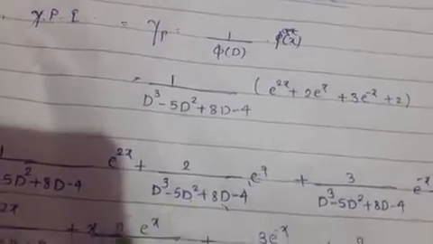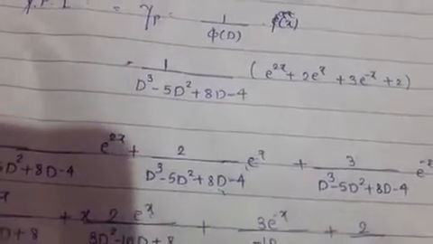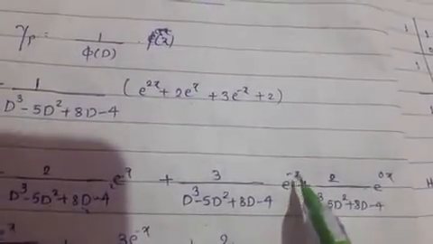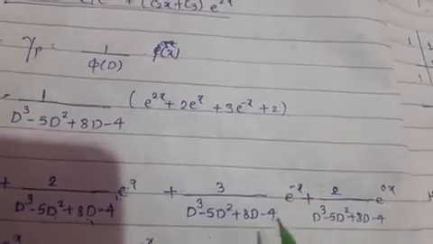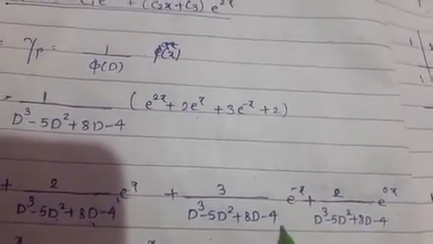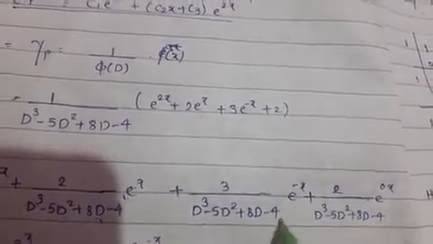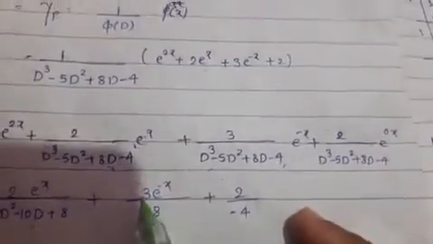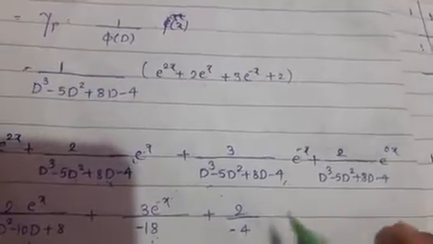So x, 2 as it is, e raised to x. Again take its derivative; as the function is the same, the derivative is also the same. Now proceed to the next term, that is e raised to minus x. So a equals minus 1. For minus 1 the function is not equal to 0. So put d equals minus 1. We get the value equal to minus 18. So I have written here 3 e raised to minus x upon minus 18, plus.